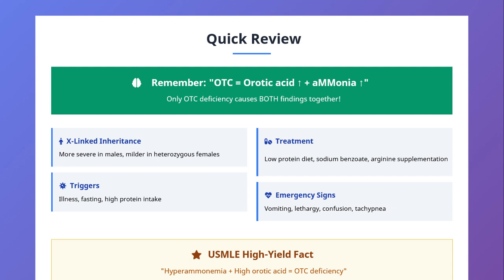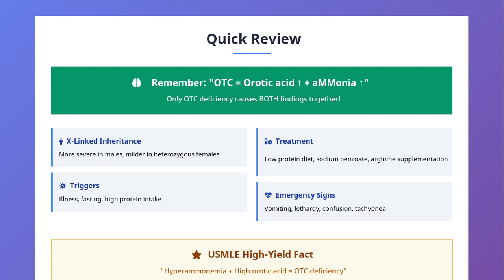Here is a clinical analogy. Imagine the urea cycle as a highway. Ammonia is traffic, and ornithine transcarbamylase is a critical on-ramp. If the ramp is closed, traffic backs up and spills into alternate routes. Here, pyrimidine synthesis, causing orotic acid to rise. Meanwhile, ammonia remains stuck, creating dangerous congestion.